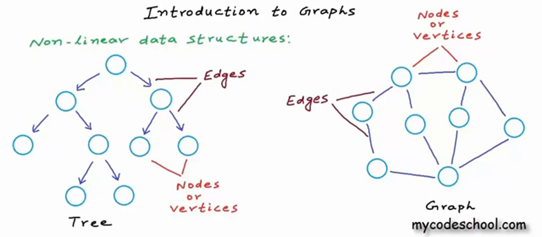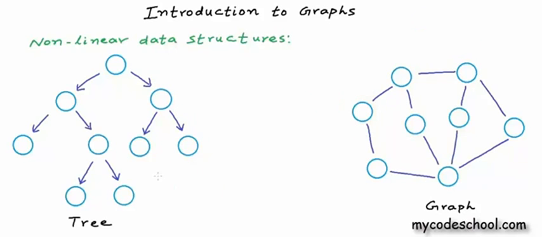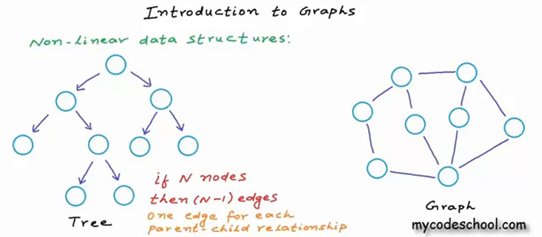But in a tree, connections are bound to be in a certain way. In a tree, there are rules dictating the connection among the nodes. In a tree with n nodes, we must have exactly n-1 edges. One edge for each parent-child relationship. As we know, an edge in a tree is for a parent-child relationship, and all nodes in a tree except the root node would have exactly one parent. And that's why if there are n nodes, there must be exactly n-1 edges.